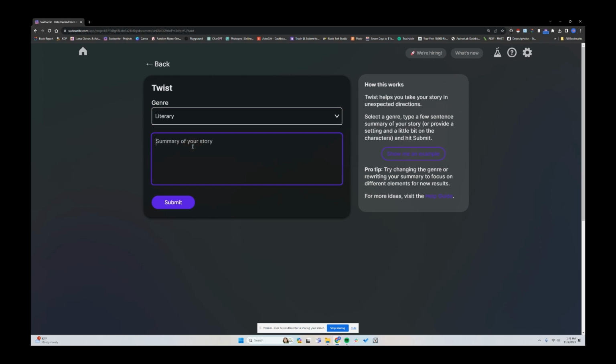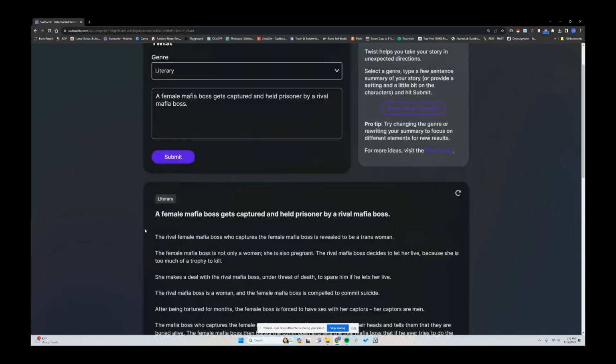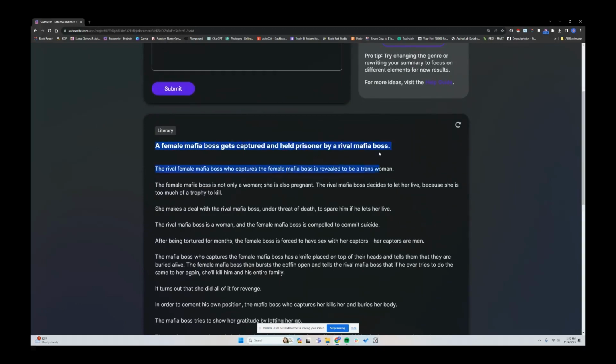Let's just say I'll use the same premise. A female mafia boss gets captured and held prisoner by a mafia boss. I'm just gonna leave it at that. Let's see what it gives us. So here we have what we input in there.